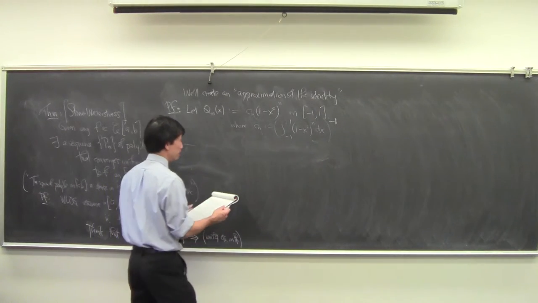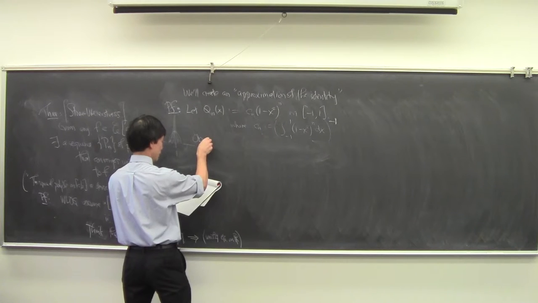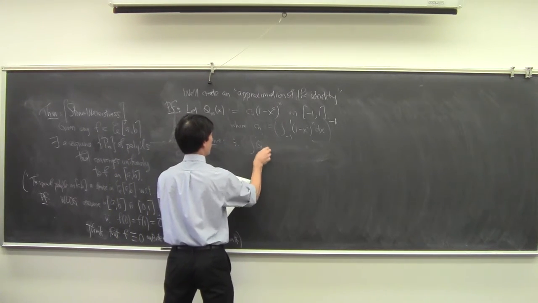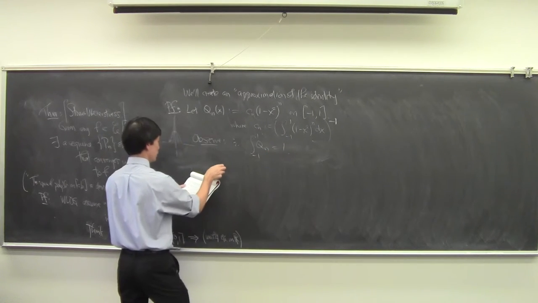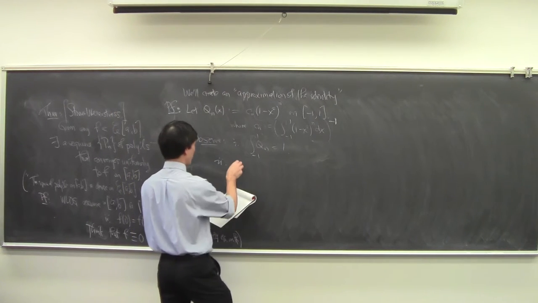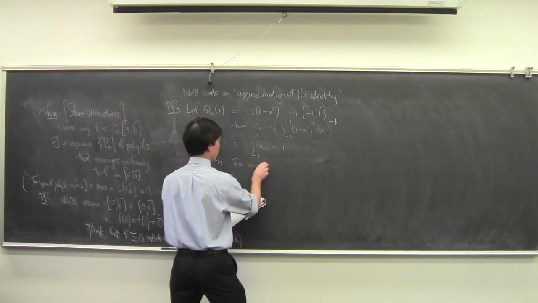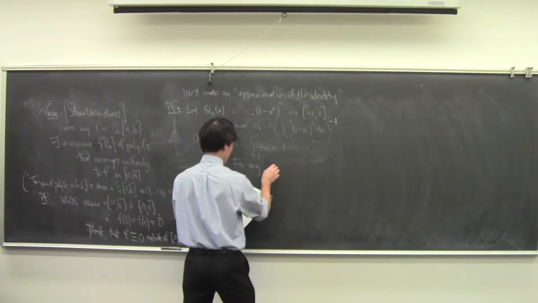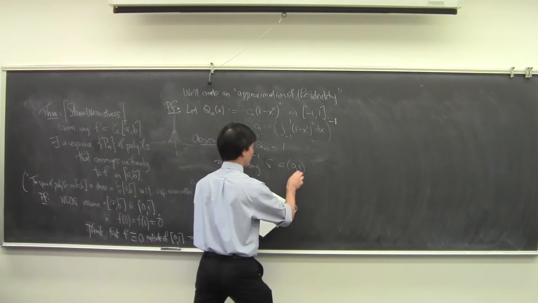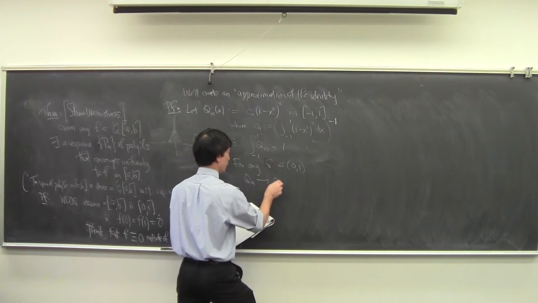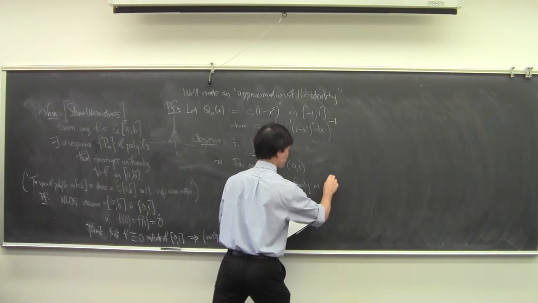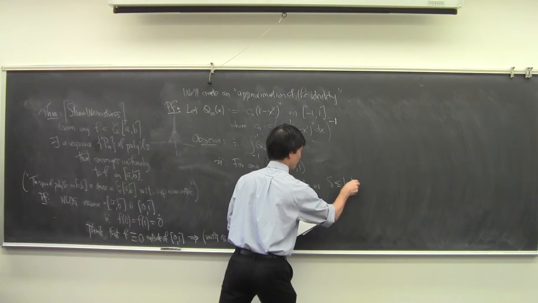So three things happen, or maybe just two. Observe. One is that the integral of Q sub n is 1. Two is that for any delta between 0 and 1, Q sub n goes to 0 uniformly on this set.